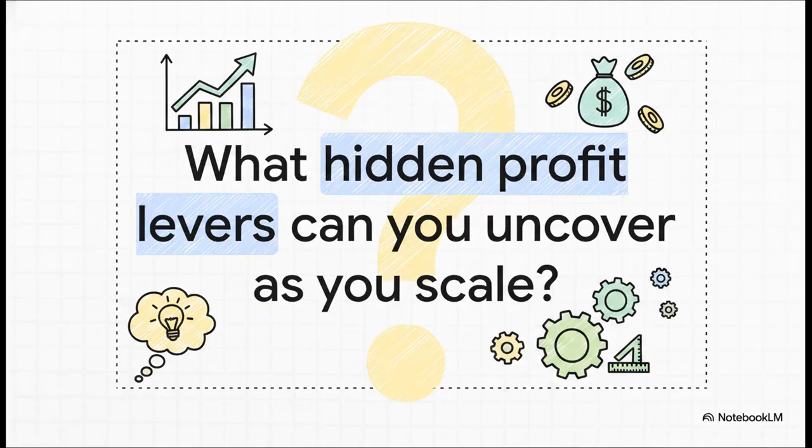So to wrap up this explainer, if mastering these building blocks allows you to instantly decode a complex setup like Quality Ornaments, what other hidden profit levers could you uncover in your own business as it scales? Understanding cost behavior isn't just a dry accounting exercise, it's literally the ultimate tool for strategic growth. Keep this mental framework with you, and you'll know exactly which levers to pull when it's time to scale.